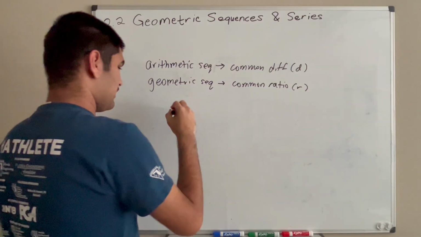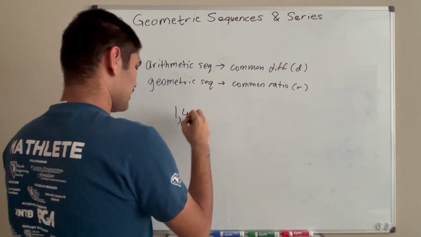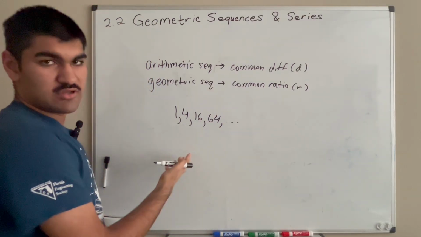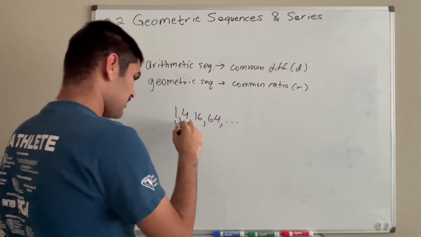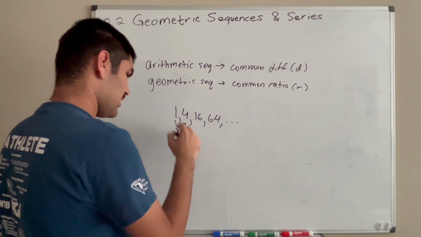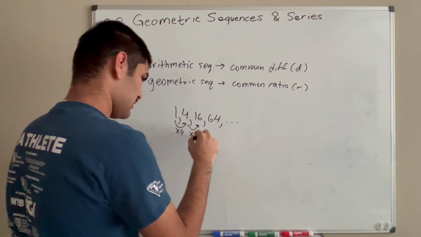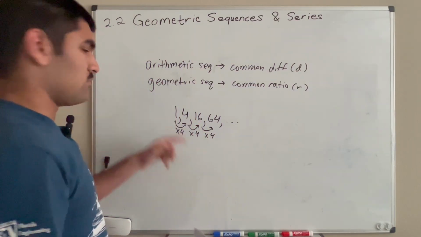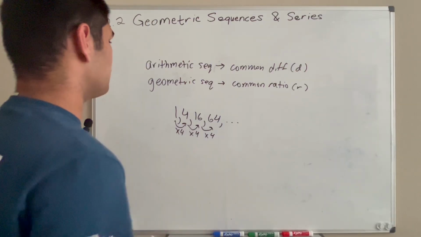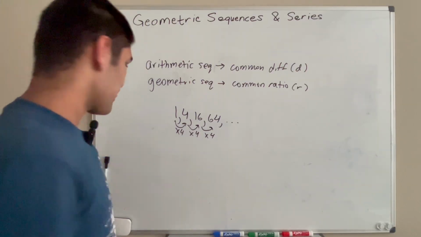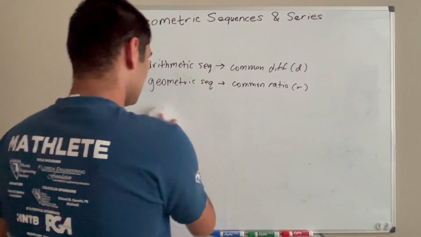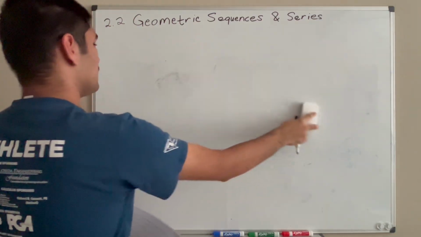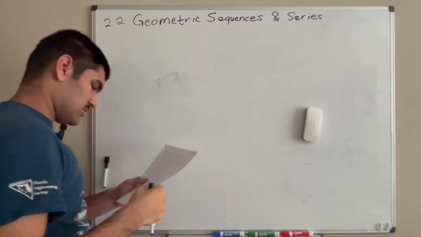So for example, if we had 1, 4, 16, 64, and so on, this would be a geometric sequence because each time you're multiplying the previous term by 4 in order to get the next term, right? Whereas in the arithmetic sequences, you were adding, but now you're multiplying. So that's the main difference between geometric and arithmetic sequences. All right, so now let's get right into it and derive the general term of a geometric sequence.